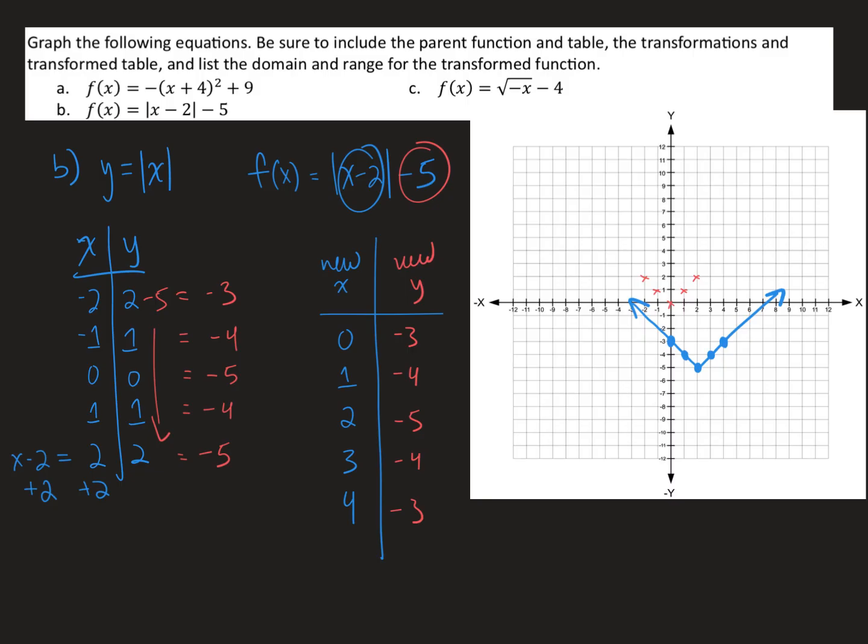So lastly, we just need to find the domain and range. And again, the domain here will be negative infinity to infinity because there are no x's in a square root or denominator. And then finally, the range, again, goes from bottom up, negative to positive in the y direction. So this time it bottoms out at -5. So I'll put a square bracket -5. And then it goes up forever to infinity. Let's take a look at part C.